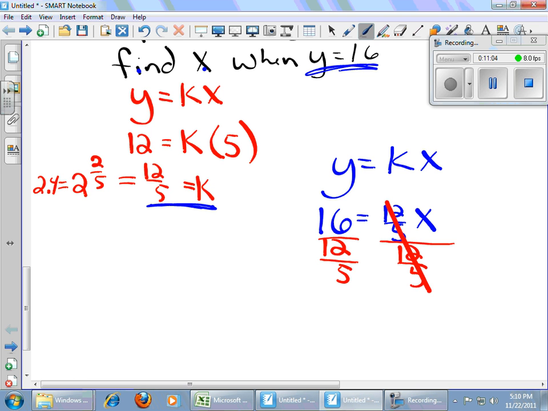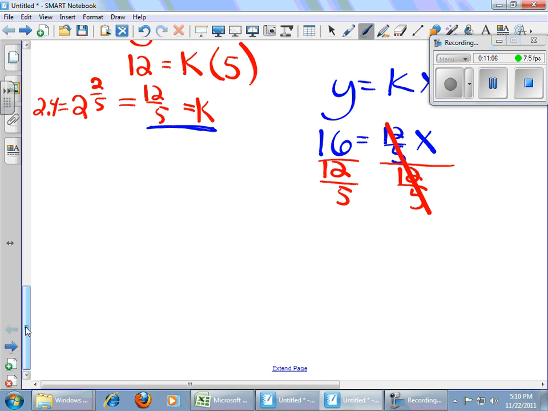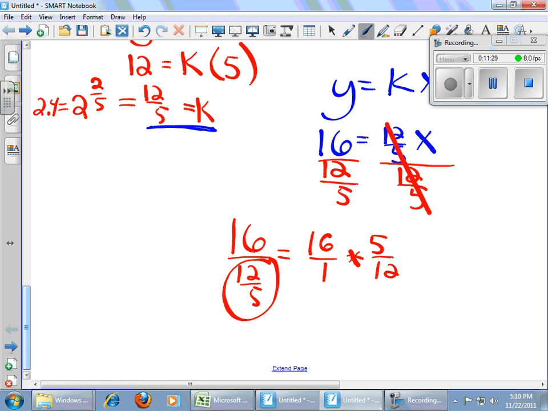Those will cancel. Now I have 16 divided by 12/5. That is the same as 16 over 1 times 5/12, or copy times slip was a shortcut. The long way of saying it is dividing by a fraction is the same as multiplying by its reciprocal. I'm dividing by 12/5, so I'll multiply by 5/12, not the negative reciprocal, just the reciprocal.